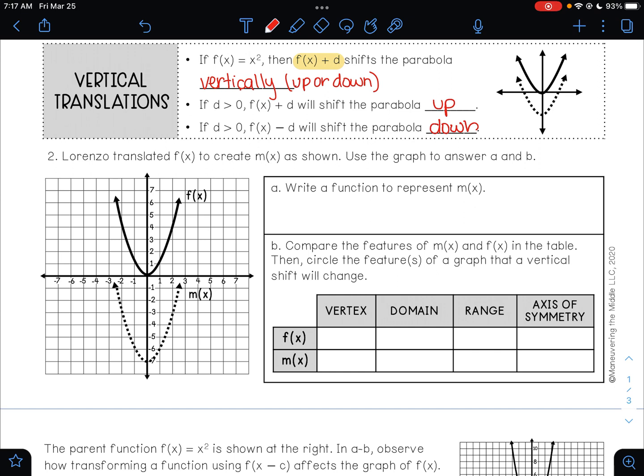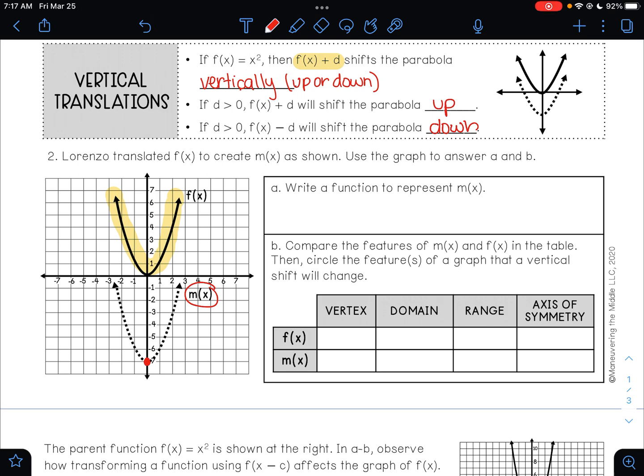Use the graph to answer A and B. So here's the original function right here. We need to know, what did he do to get m of x? Well, it looks like it went down. So we need to figure out how much did it go down. It looks like it went from 0 to -7, which means it goes down 7.